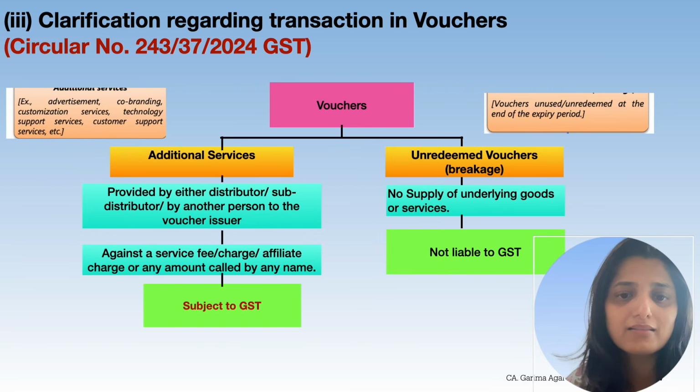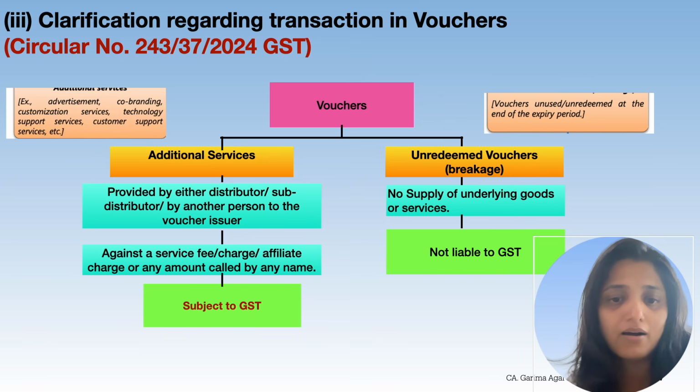Now let's discuss some further transactions relating to vouchers. One is additional services and the second is unredeemed vouchers, called breakage in GST. So let's discuss with the help of an example first. Now let's suppose Domino's sells a 500 rupees pizza voucher to you. You redeem it and eat the pizza. Simple, you pay the GST on that pizza of 500 rupees and that is done.